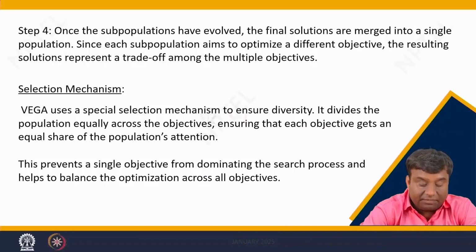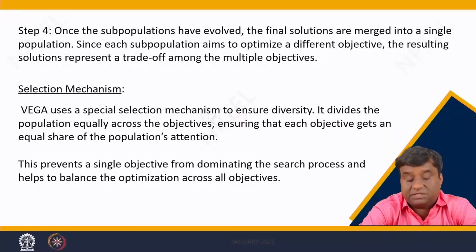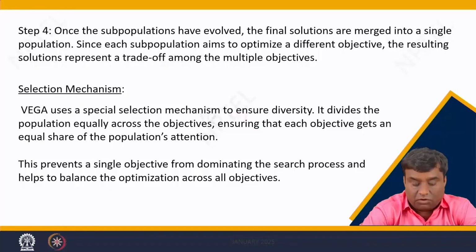Now, the selection mechanism. VEGA uses a special selection mechanism to ensure diversity. It divides the population equally across the objectives, ensuring that each objective gets an equal share of the population's attention. This prevents a single objective from dominating the search process and helps to balance the optimization across all objectives.